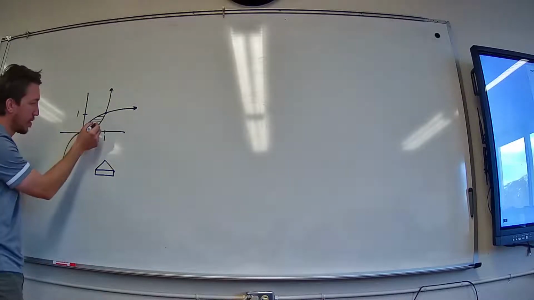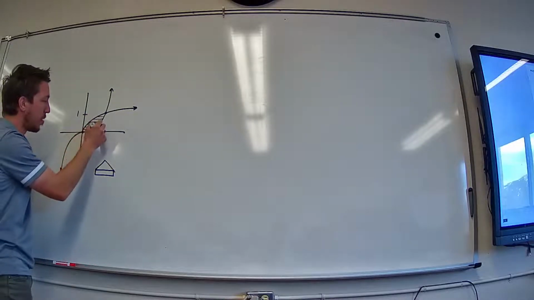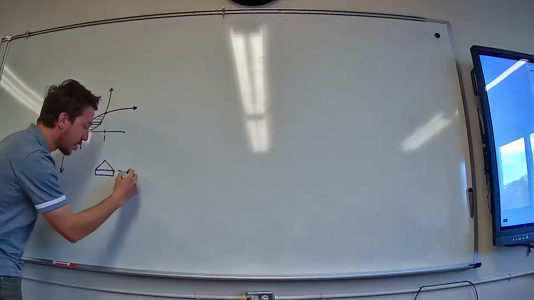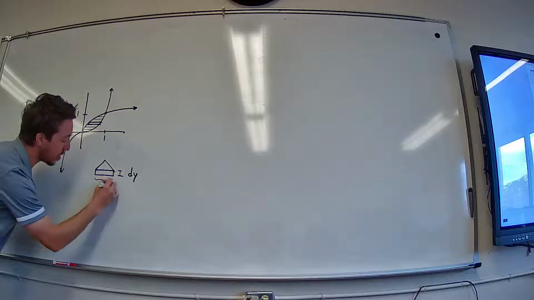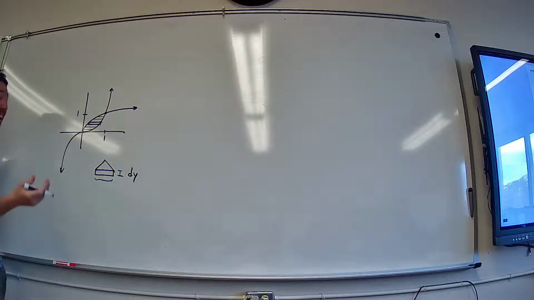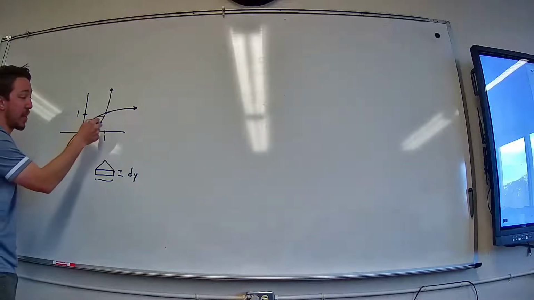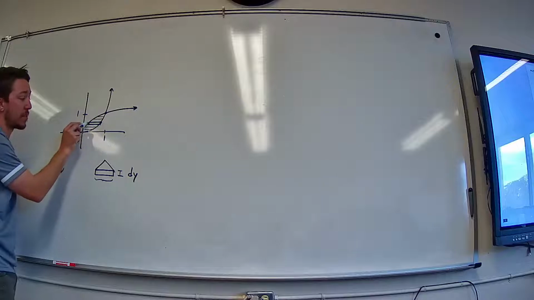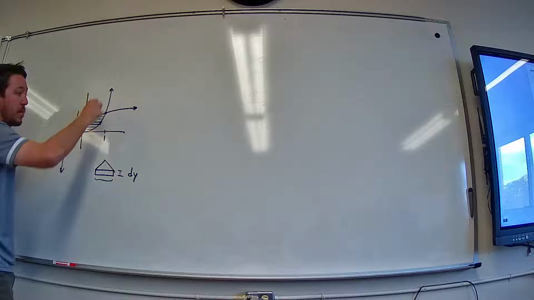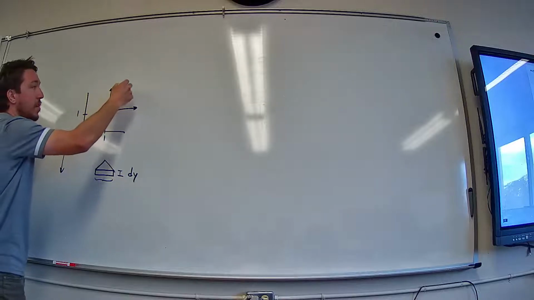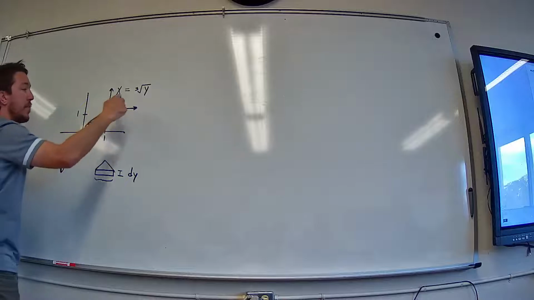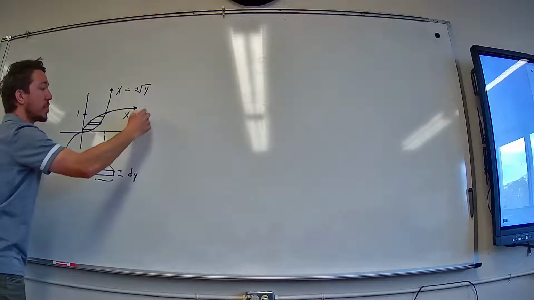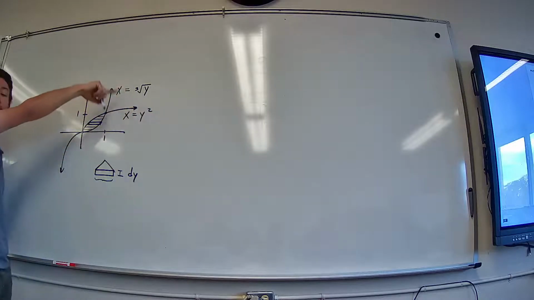So first, how thick? dy. That means this side length I want to be in terms of y. So that's basically this x value minus this x value. On this curve, my x value is the cube root of y, and on this curve, my x value is y squared. Are there any questions on those two?